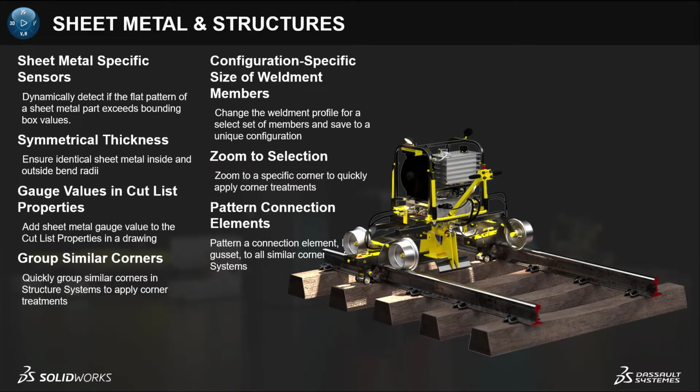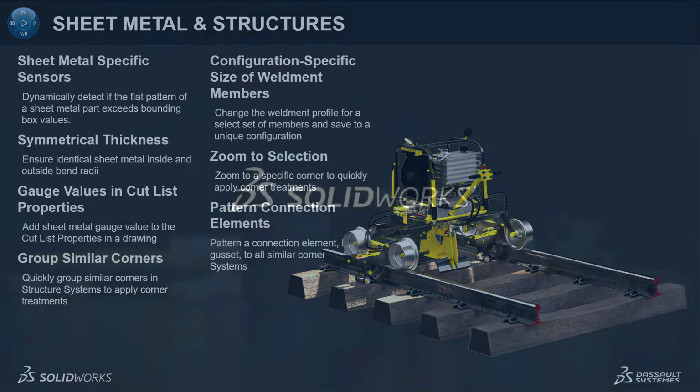SOLIDWORKS Standard comes with a full toolset for creating and working with sheet metal parts. These features got even more clever and useful in 2023. We'll take a look at new sheet metal sensors, symmetrical thickness, gauge values and cutless properties, applying corner treatments to all similar corners, configuration-specific weldment members, and patterning connection elements.